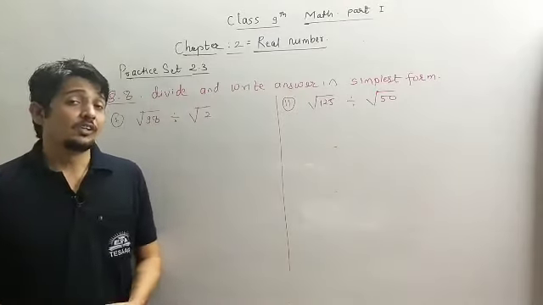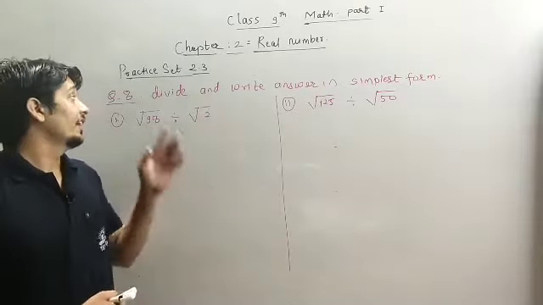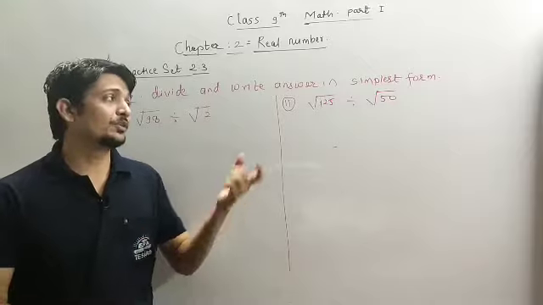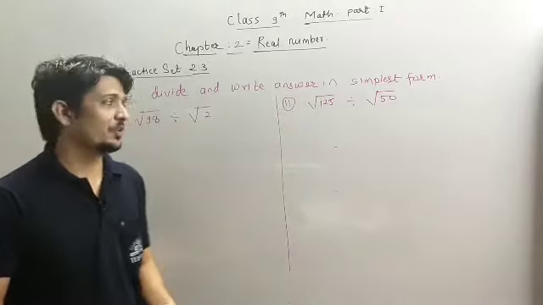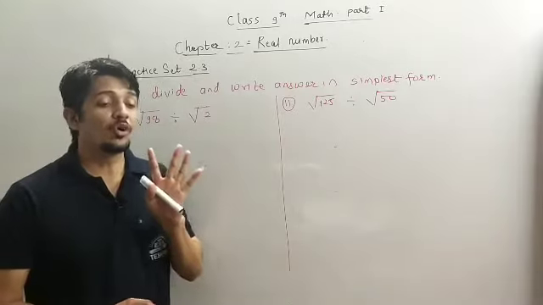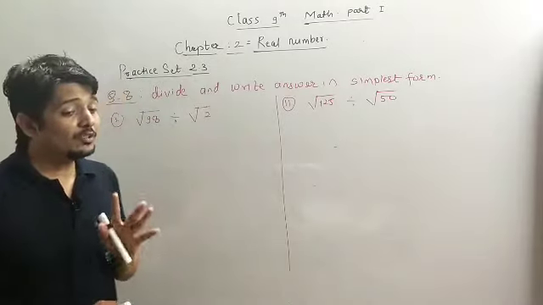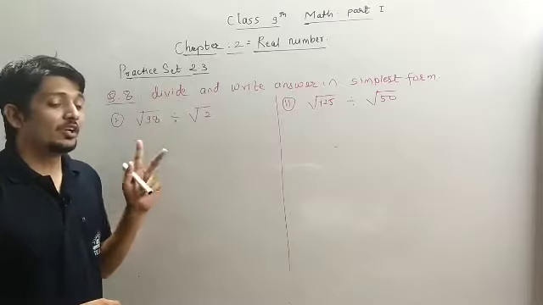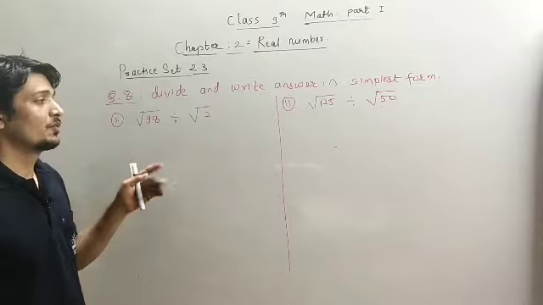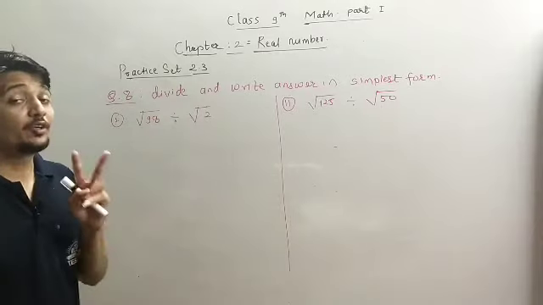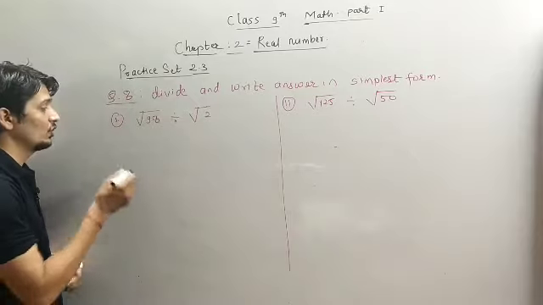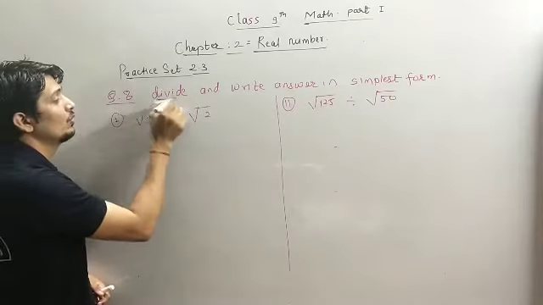So now we will solve the 8th question. The 8th question says divide the surds and write the answer in their simplest form. In question number 8 we have 4 sub questions. From the 4 sub questions we are going to solve 2 now, the first and second, and 2 will be homework for you. So we have to write the solution. Here we have to divide.